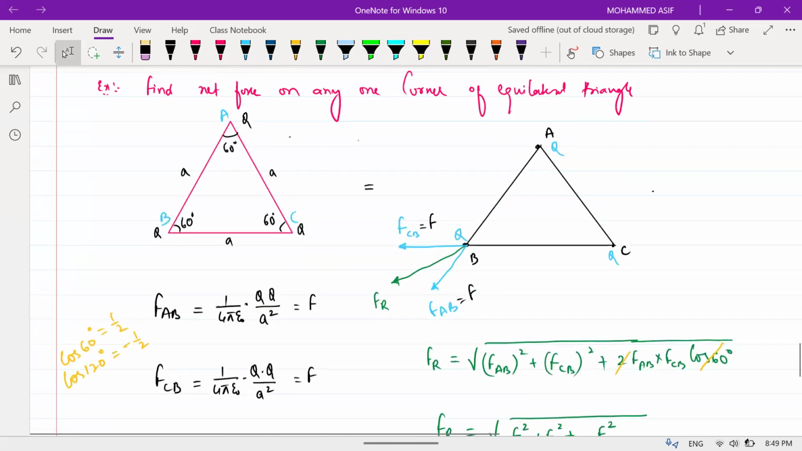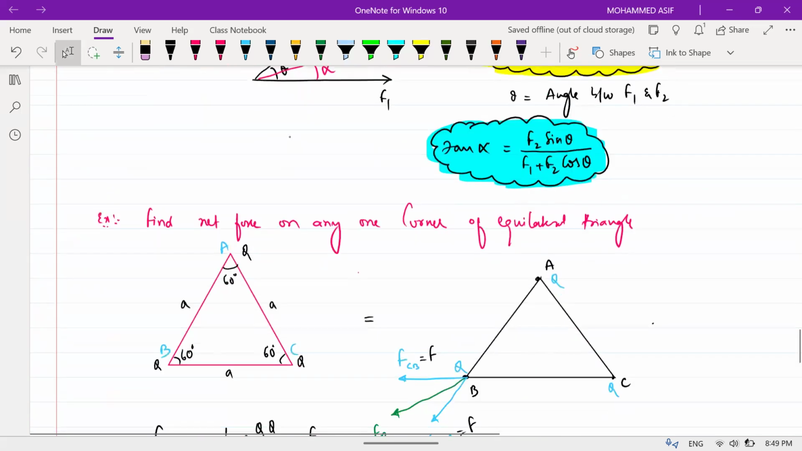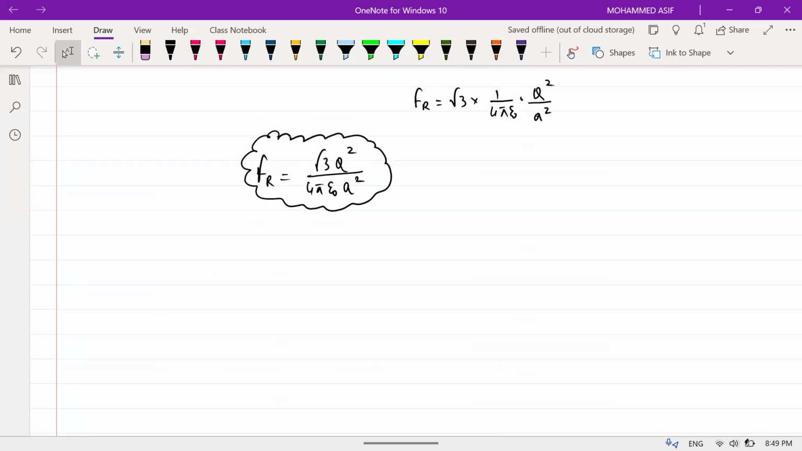I hope you got an idea how to use this parallelogram law of vector addition. I'll give you an example. You please try to see whether you can do it or not.